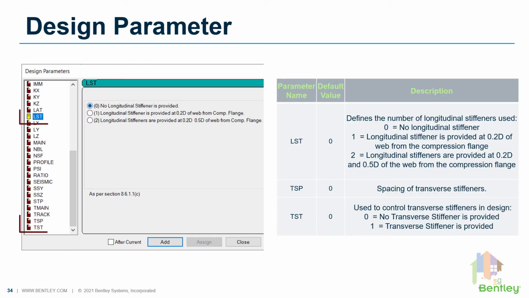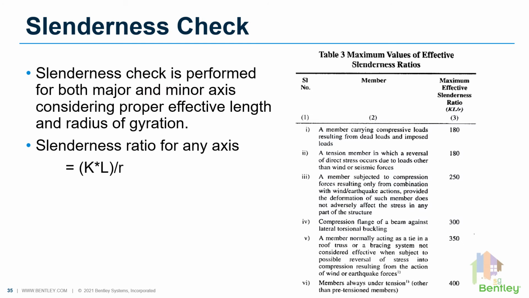There are three parameters which control this web thickness check, and these are required to specify the longitudinal and transverse stiffener information: LST, TST, and TSP. These are the three parameters. By default, program considers that no stiffener is provided, and if you want to change, you need to specify these three parameters. After section classification, the first check which is performed is the slenderness check.